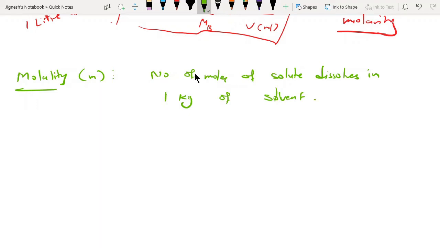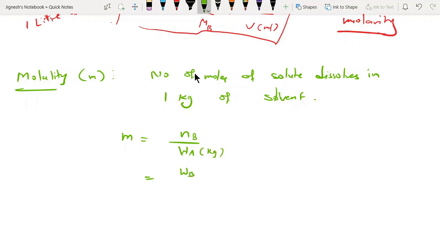So dear students, how can I write it down? This is denoted by small m and n_B, which is the number of moles of solute. We denote solute as B and solvent as A. So what will be there? Here it will be W_A, the mass of solvent A. So what is the number of moles of solute? W_B, and this is in kilogram.